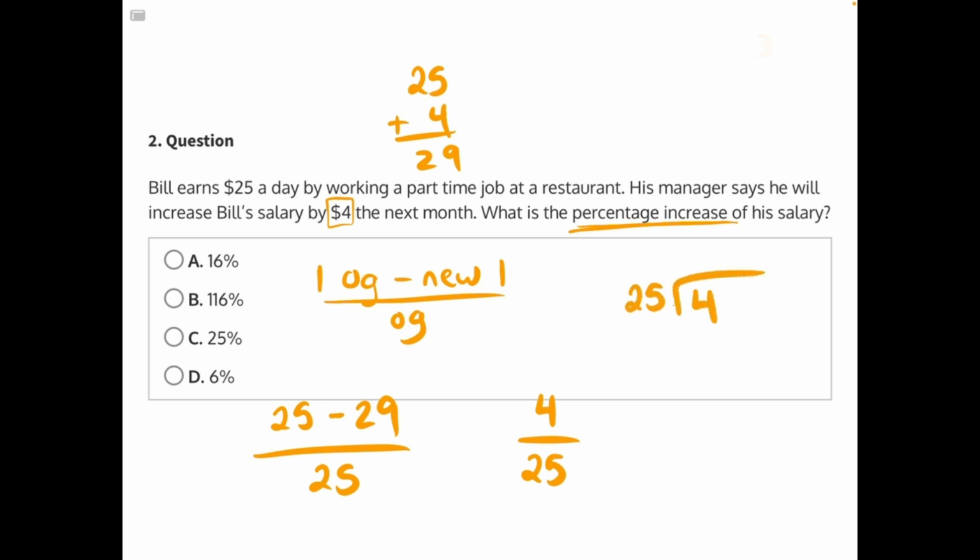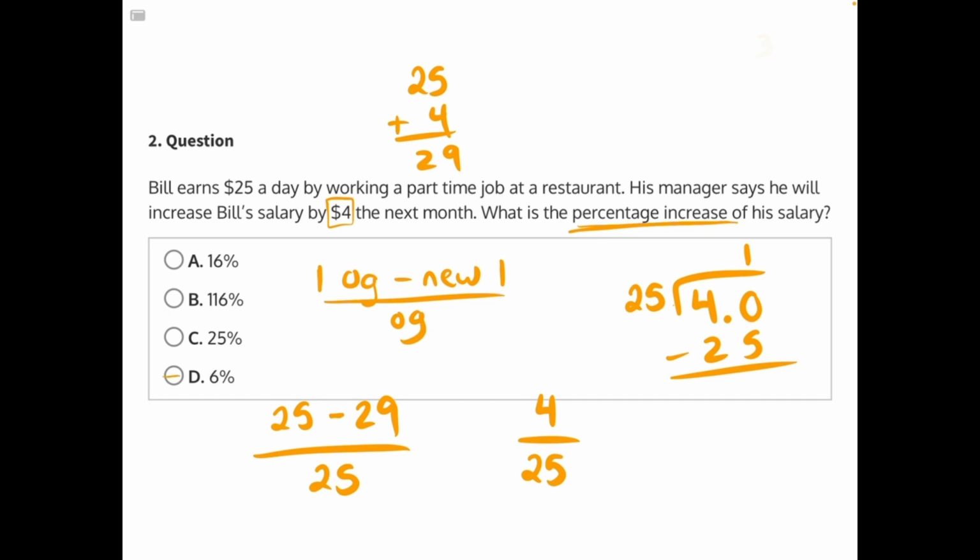How many times can 25 go into 4? It can't go in at all, so we need to add a decimal and add a 0. 25 can go into 40 one time. And right here, we can stop and look at our answer choices, and we can eliminate all of them except for one.